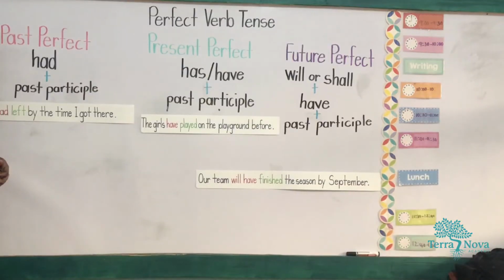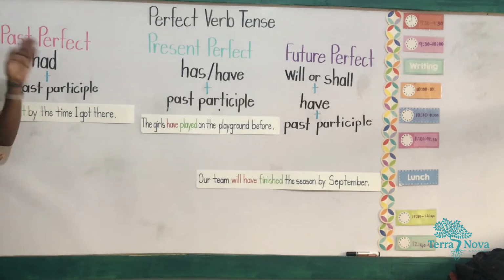Okay? Now that we have seen how perfect verb tenses work, let's remind ourselves about the formulas. When we're working with the past perfect, we have to use the word had plus past participle. When you're working with present perfect, remember to use words like has or have plus a past participle. Then future perfect tense, we use will or shall plus have plus a past participle.